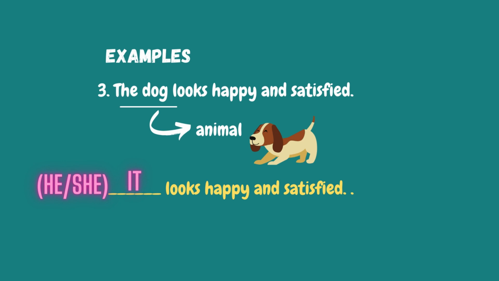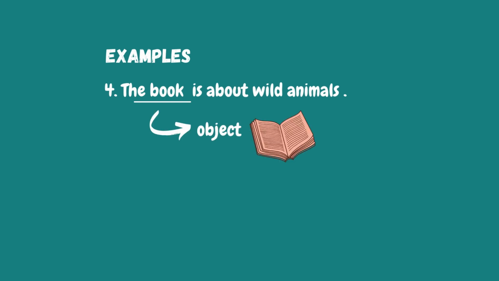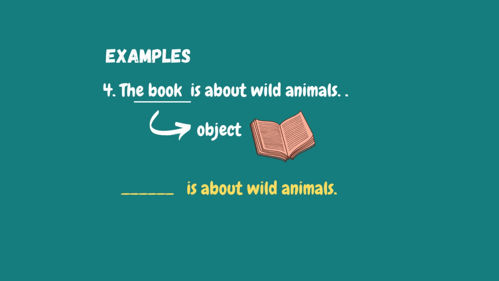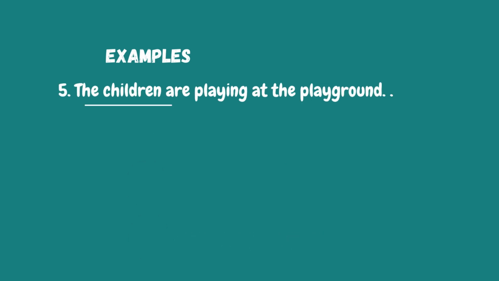However, he or she is also accepted for pets, especially if the gender is known. It also indicates a close relationship between the pet and the owner. Therefore, using she or he as a replacement is also accepted. The book is about wild animals. The book is an object, no gender. Therefore, to replace it, we use it. Again, it is used to replace animal, object, and place.